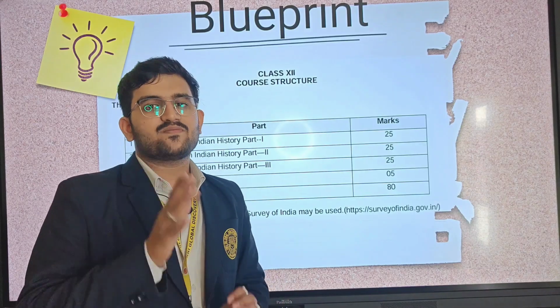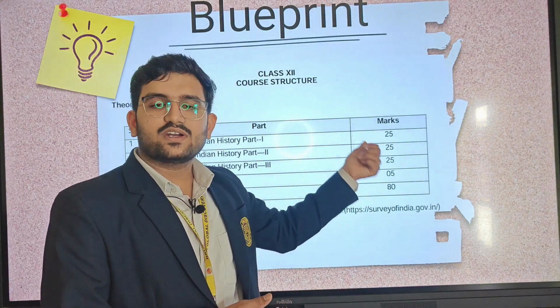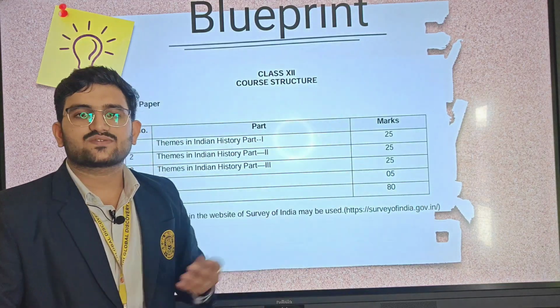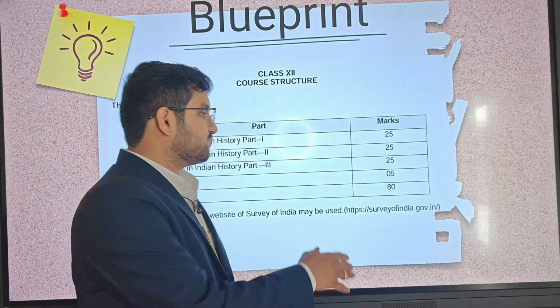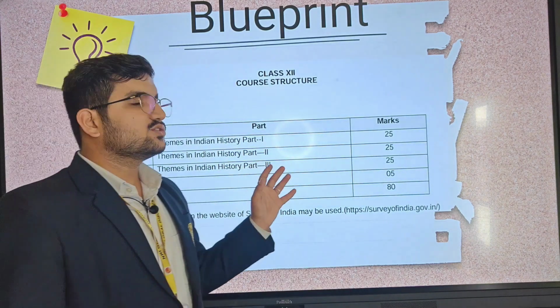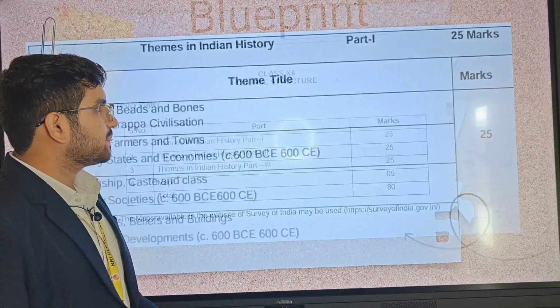And then we have 5 marks left, which will be the map work. So in total 25 marks for part 1, 25 marks for part 2, 25 marks for part 3 and the last 5 marks for map work, which is the total of 80 marks. In each book we have 4 chapters, just match your content.